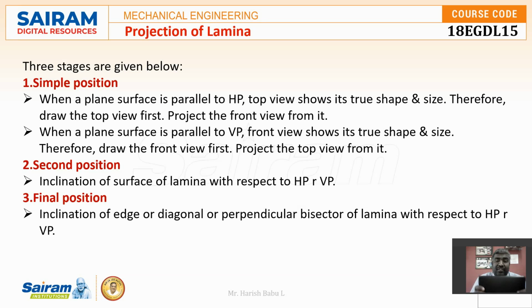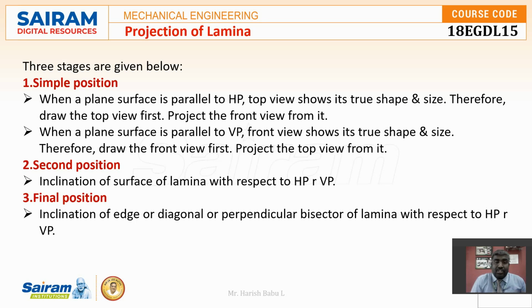If the surface is parallel to the vertical plane, I can't see the actual length and size from the top view. I can see only one edge. So when I observe from the front, I can see the complete size and shape of the lamina. So directly I can draw the projection from the front view. So I want to start my projection from the front and project that into the top.